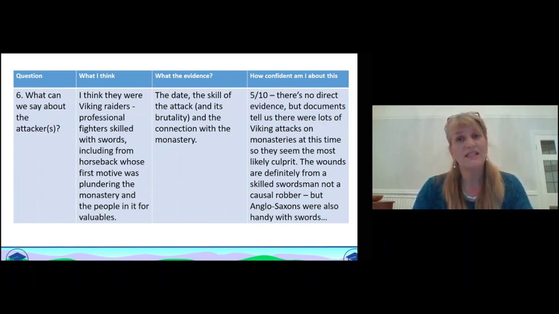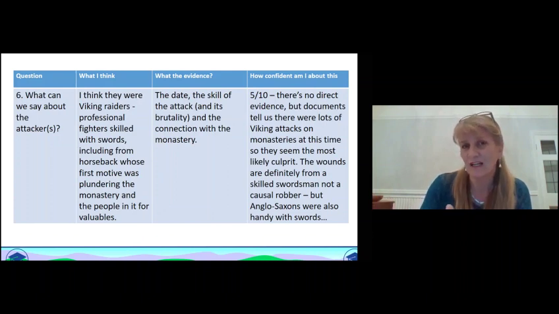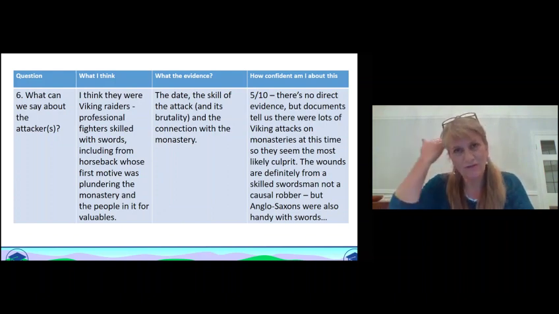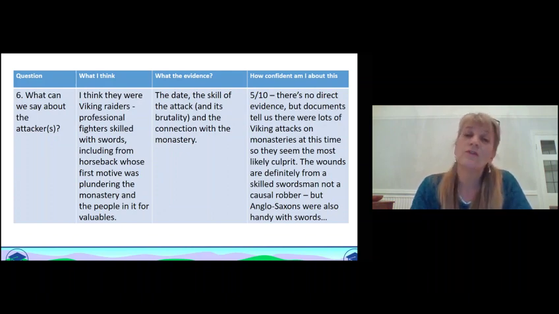Well, there's the radiocarbon date, so we know that this person died at a time when there was a lot of Viking raiding, and they're very close to the North Sea coast where those raids were coming from. The skill of the attack, those three sword injuries on the skull placed very close together, that's difficult to do, especially from horseback, and especially when you've been chasing someone. And of course, there's the connection with the monastery. We can be fairly confident that our victim was connected with the monastery.